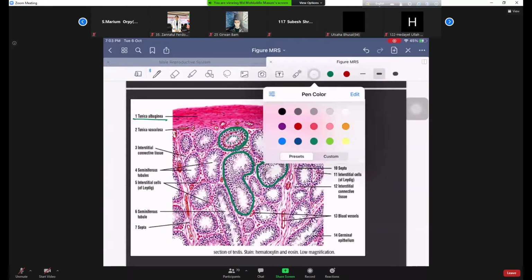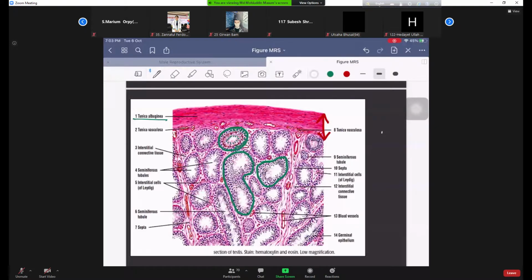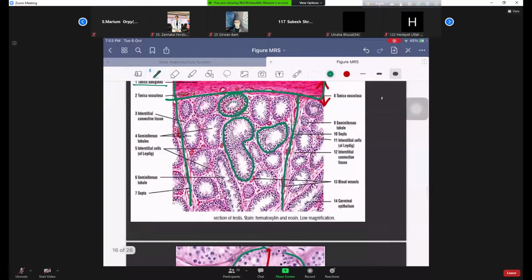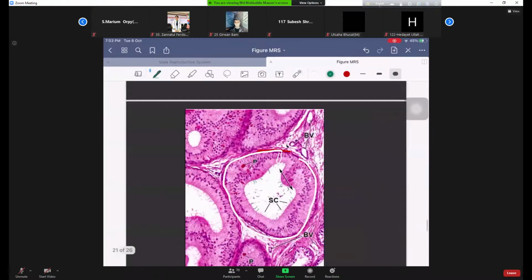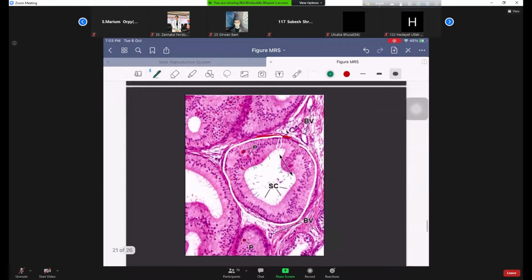So here, you see, there were some lobules here, and these are the connective tissue septa. In the epididymis, this connective tissue septa will not be present. On the outer border there is a thick connective tissue, the tunica albuginea lining, but in the case of the epididymis there is no such septa or lobule.